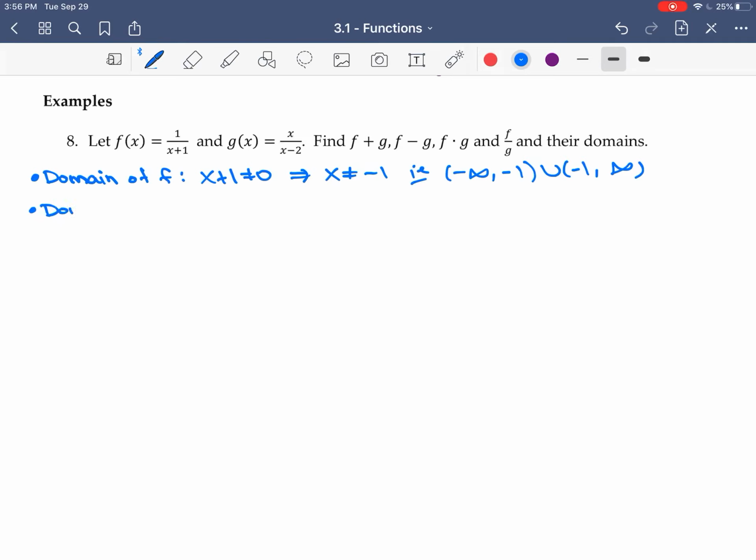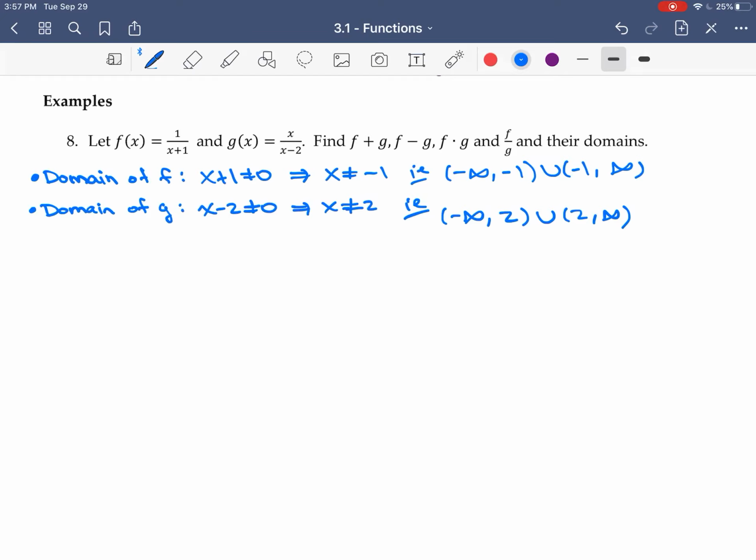Okay, what about the domain of g? Okay, so here I need the bottom, again, x minus 2 to not be 0. So that means that x cannot be 2. Okay, so it looks similar. It's going to be negative infinity to 2, union 2 to infinity.